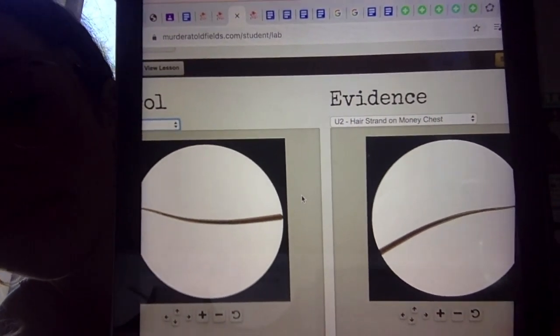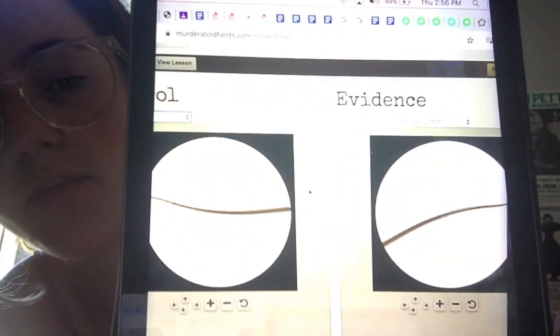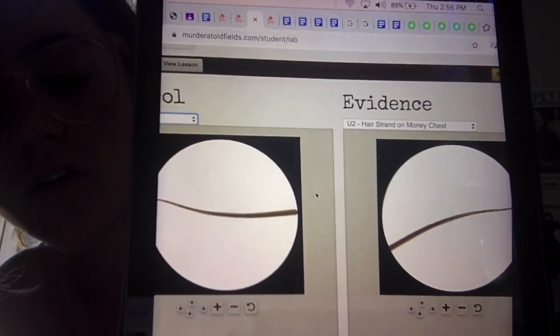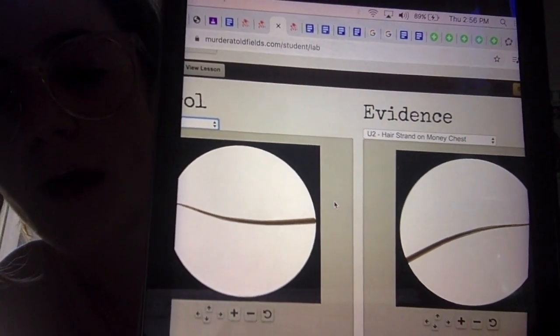So that is why they are comparable. And the last one was found on the money chest, and the control that is most comparable to it is sampled from the dog, the Smiths' dog. This one is the most distinct because the scale pattern is different from the rest, which makes it from an animal. On this one, both are straight brown, the medulla pattern is fragmented, the medulla structure is amorphous, and the scale pattern is spinous.